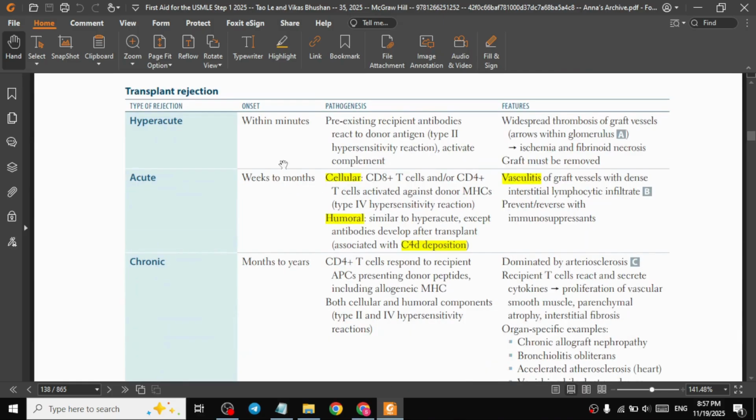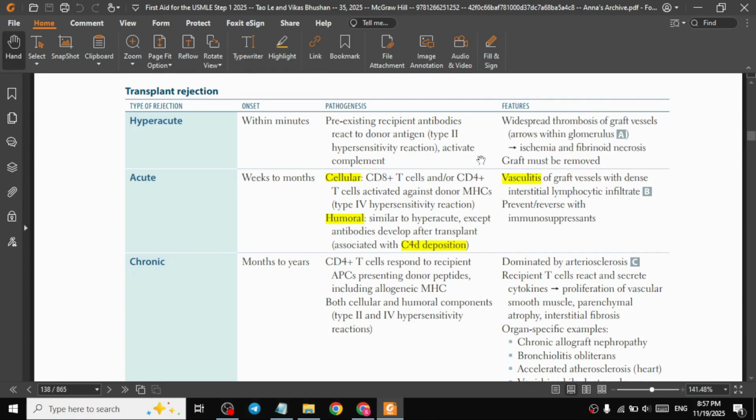Okay, so we did hyperacute, and hyperacute is understood. You see type 2 hypersensitivity. With all of these, most of these, the histology is going to be asked, right? Either described, or they're going to say, here's the pictures, tell us what you see. Whenever you see hyperacute, the vessels of the graft, the tissue that you transplanted, are going to start to undergo thrombosis.